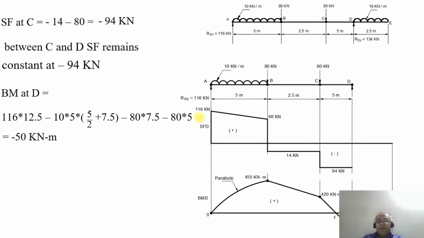So once you come to this point, from the bending moment at point C, at the point D it drops down from plus 420 kilonewton meter to minus 50 kilonewton meter.